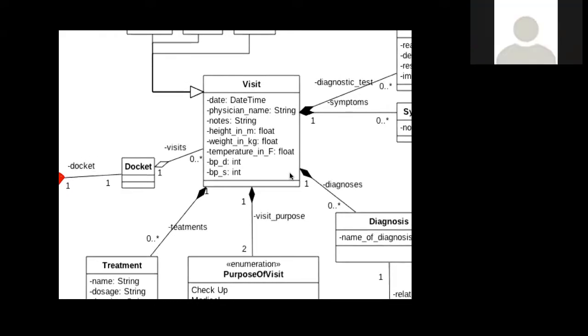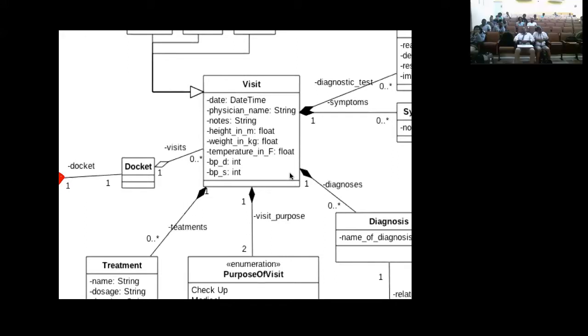Yeah, someone here was saying it's one person to one docket. No, we're looking at the relationship between docket and visits. One docket can have many visits, 0 or more visits. And that sounds like reality, right?